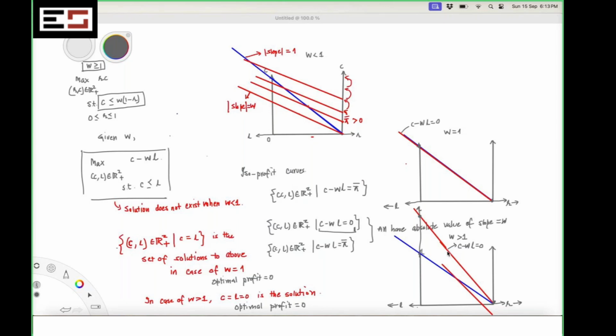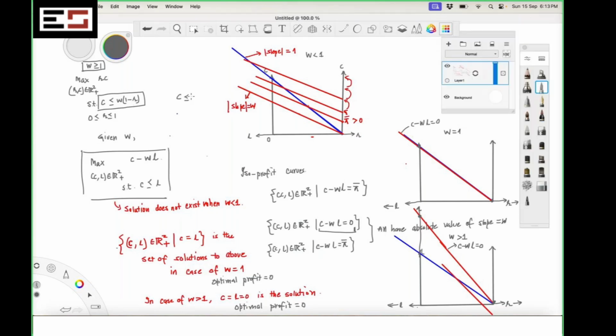Why won't it be an addition of the blue and the red lines? What do you mean by addition of the blue and the red line? Like, C is at most W into 1 minus R, plus that 0 profit. So account for C. This is L, right? 1 minus R is L. From there, C is less than or equal to WL, right? That's it.